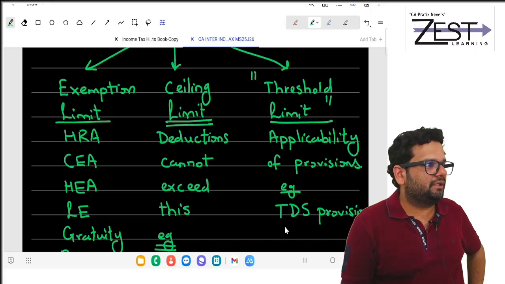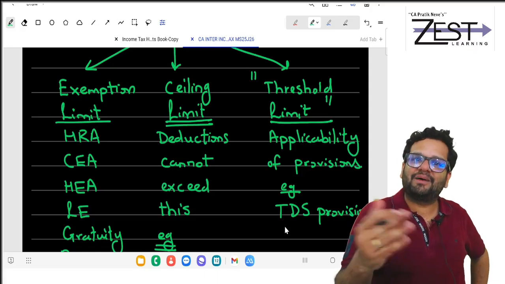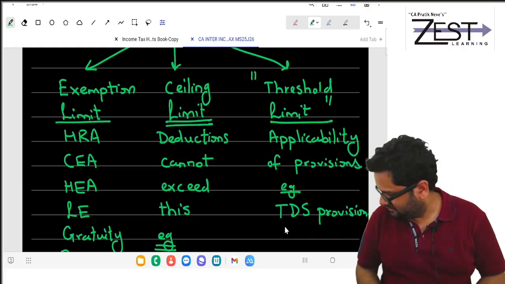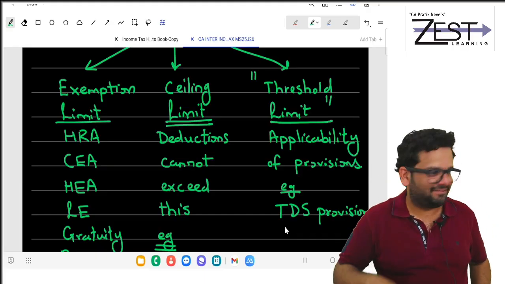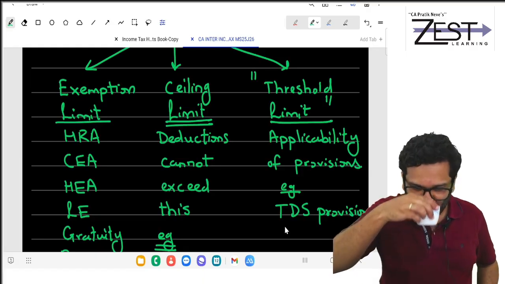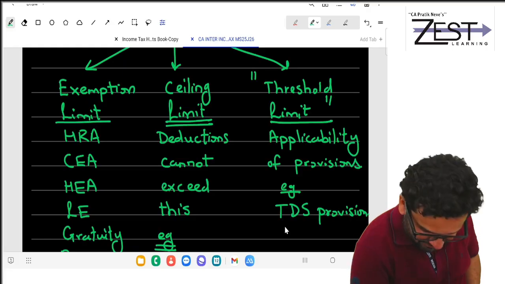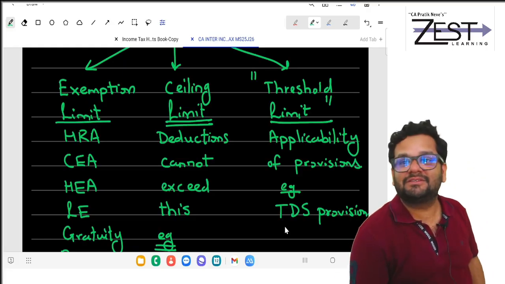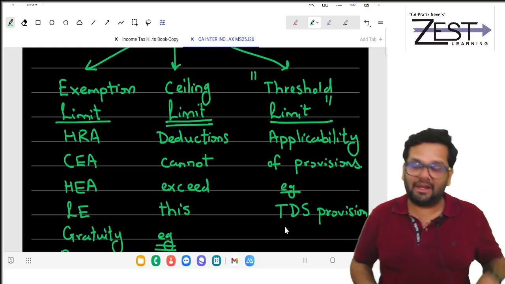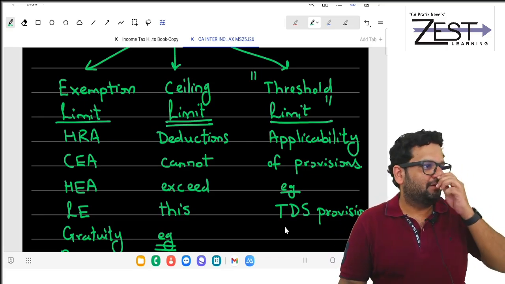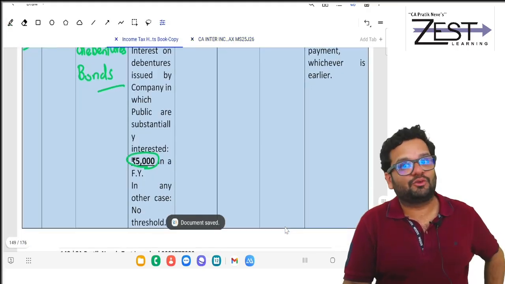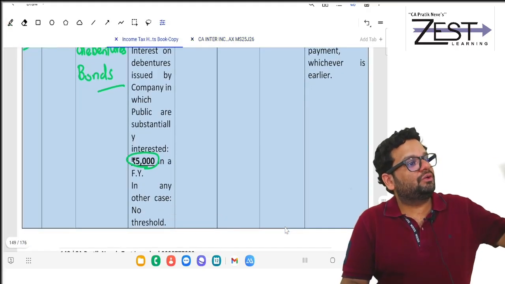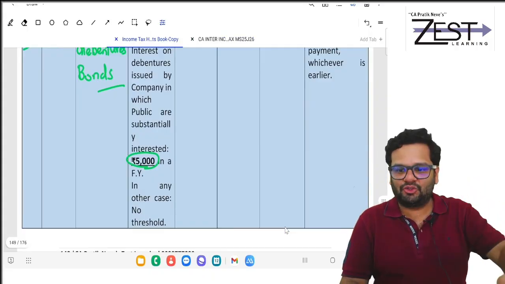So this is which limit in TDS? Threshold. So law becomes applicable as soon as the amount exceeds the threshold limit. In this example, 5,000. And then when should you do TDS?